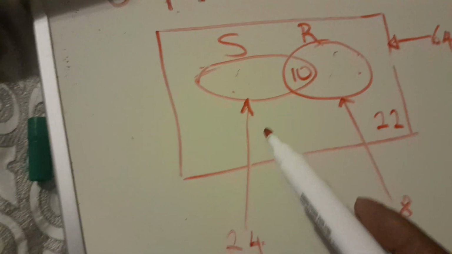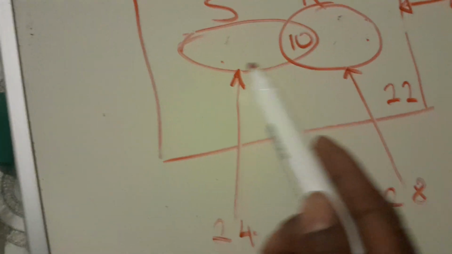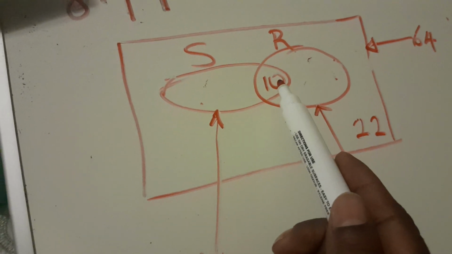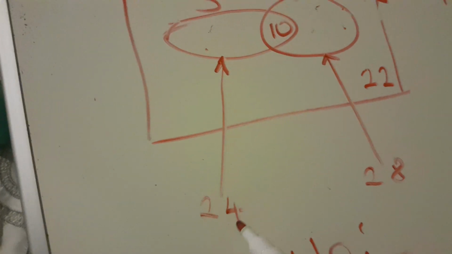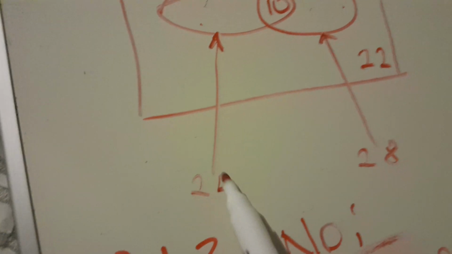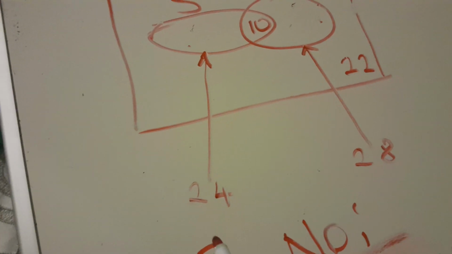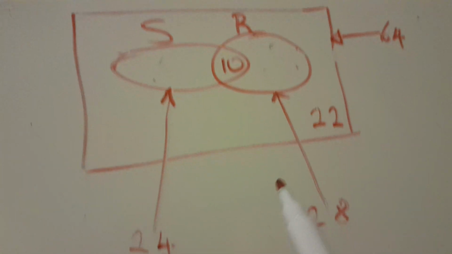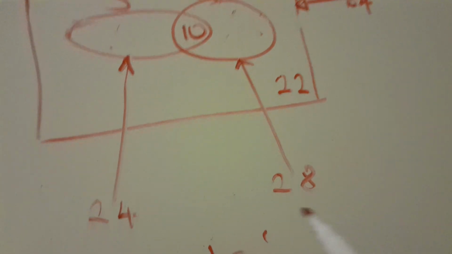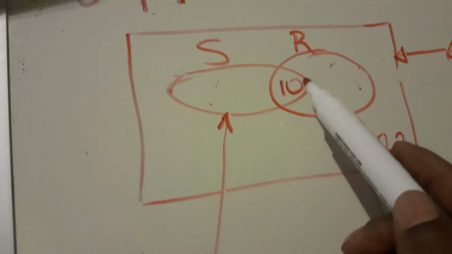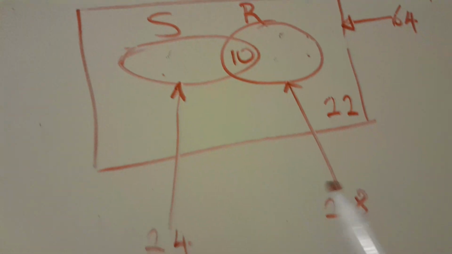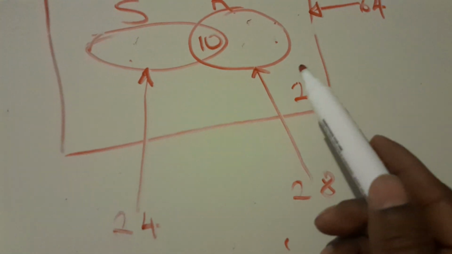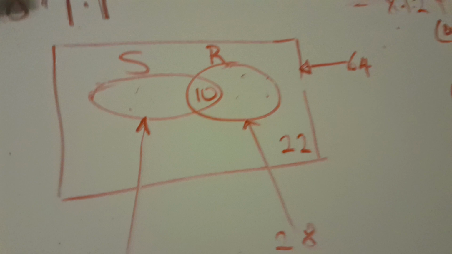Then the soccer players, all the soccer players, including those who play both, there are 24. So you put an arrow to set S and put the 24. And there are 28 who play rugby and 10 play both. 22 play neither.